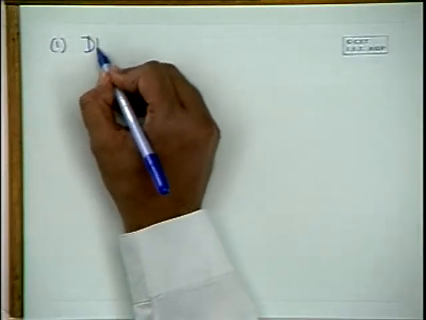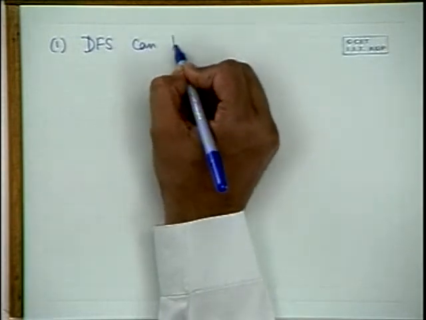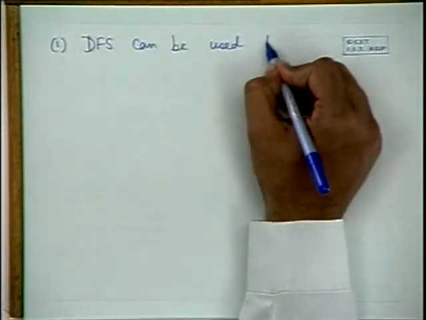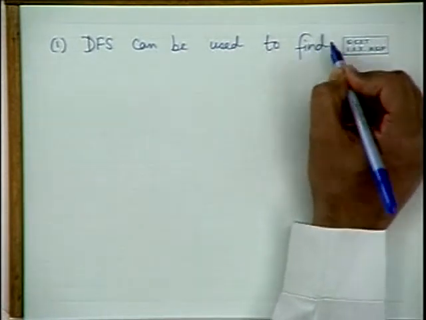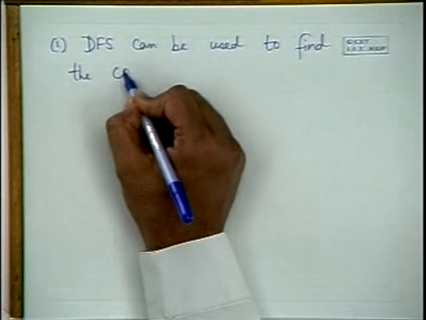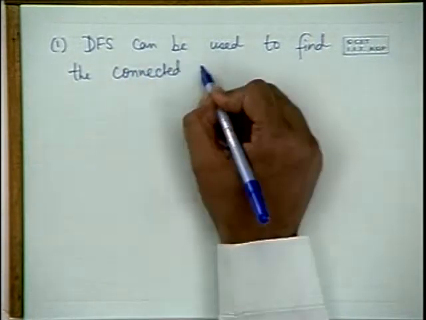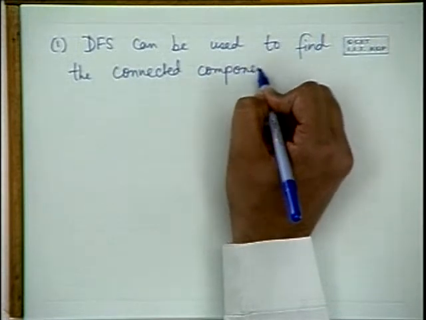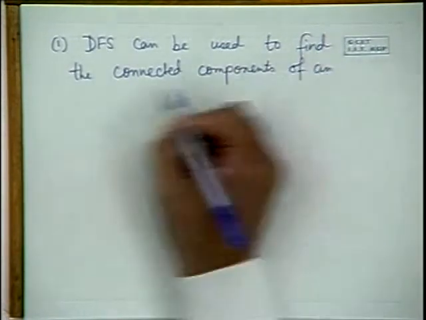Now, I already told you DFS is a very basic algorithm. It gives you some basic information about the graph when you traverse the graph in this manner. What are the basic pieces of information you can get from DFS? One piece of information is that DFS can be used to find the connected components of an undirected graph.